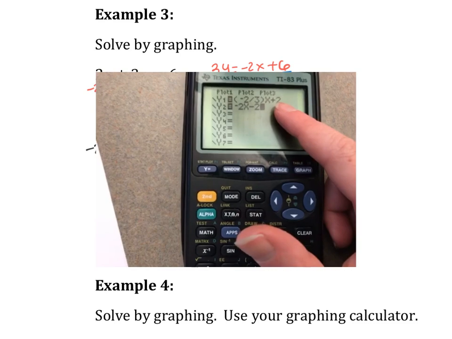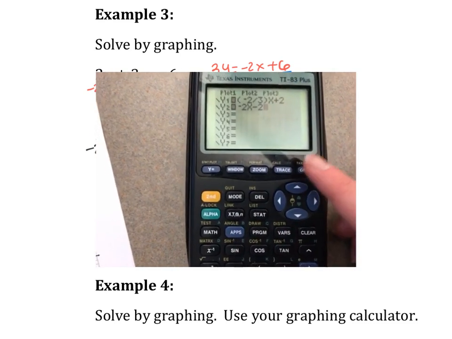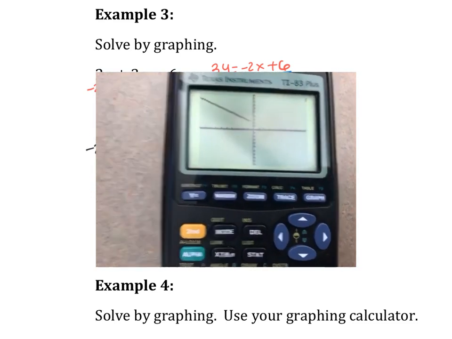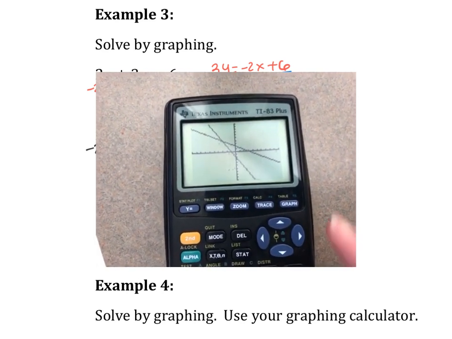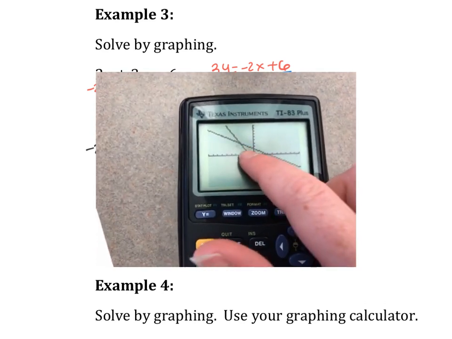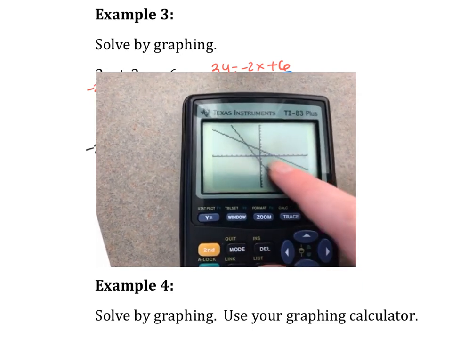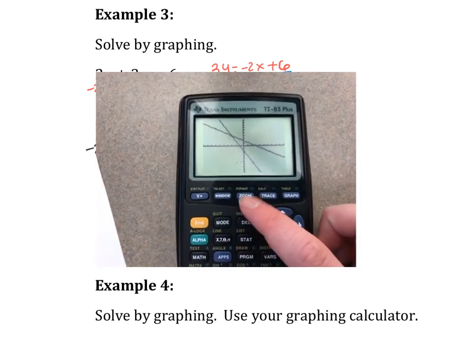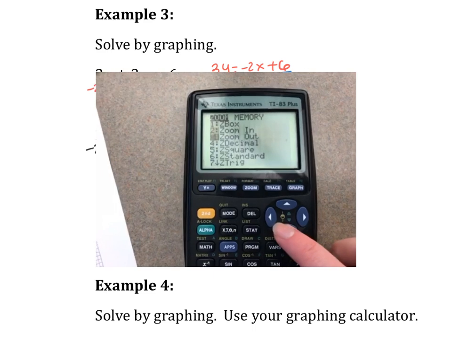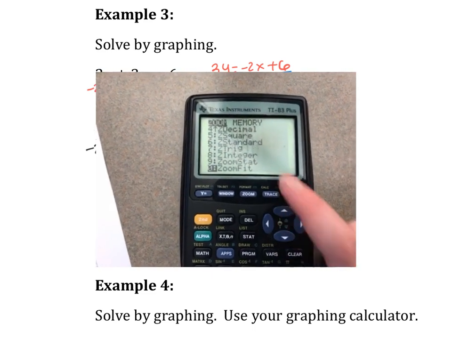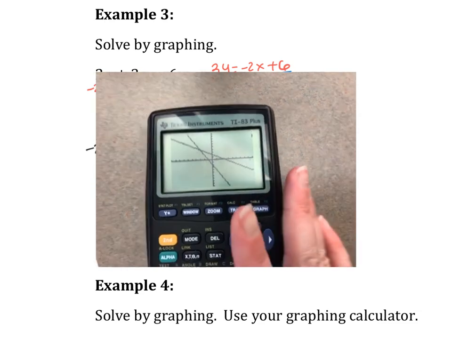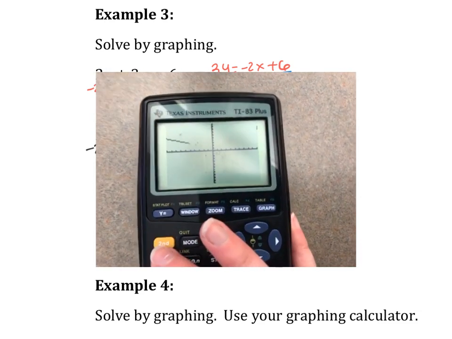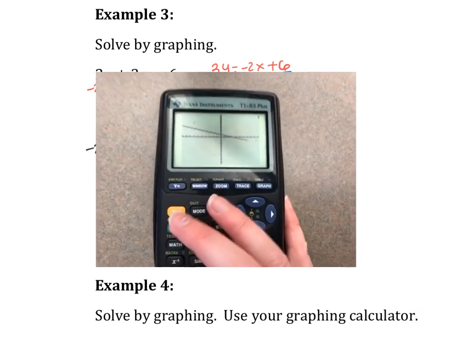Once you have them both in y1 and y2, you can hit the graph button, and it will graph your two lines for you. If at this point you cannot see where they intersect in your window, if you hit the zoom button and then go down to option 0, which is zoom fit, it will change the window so that it can see the intersection points. You want to make sure that intersection point is visible in your window.